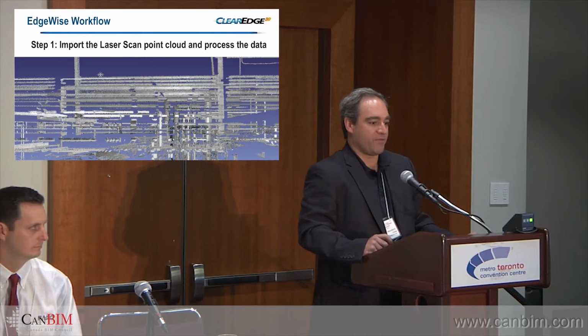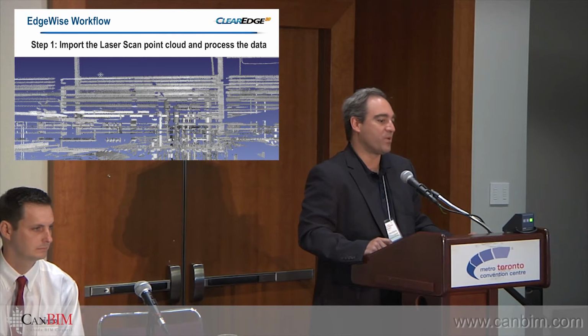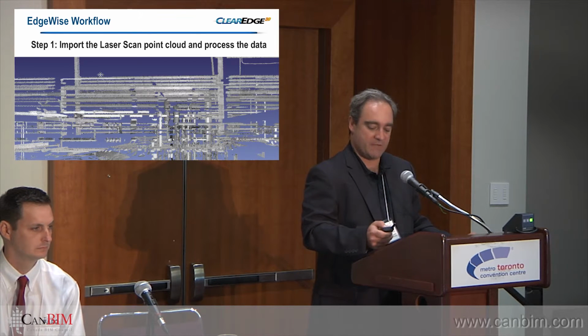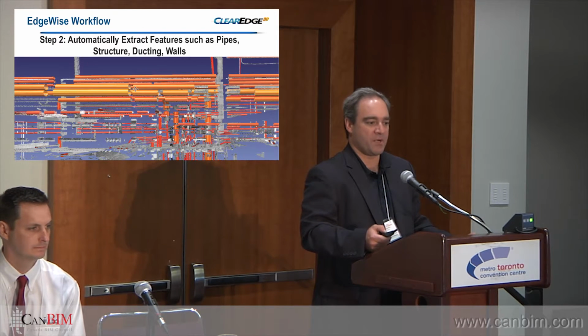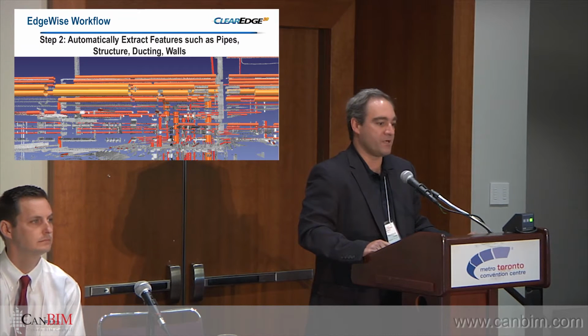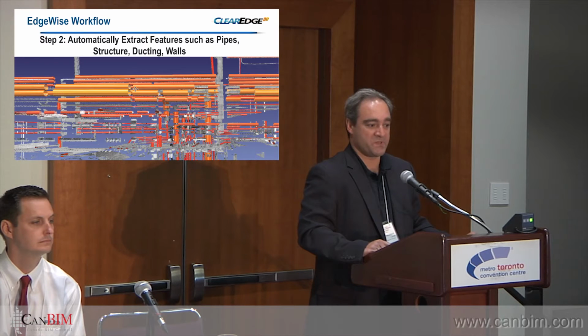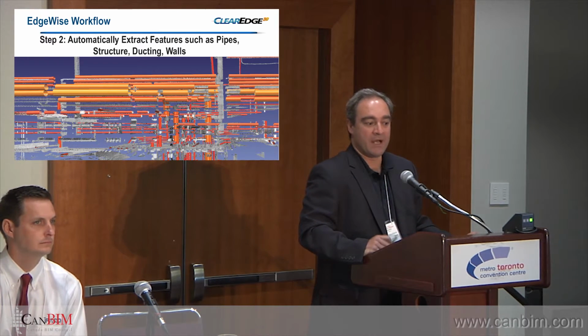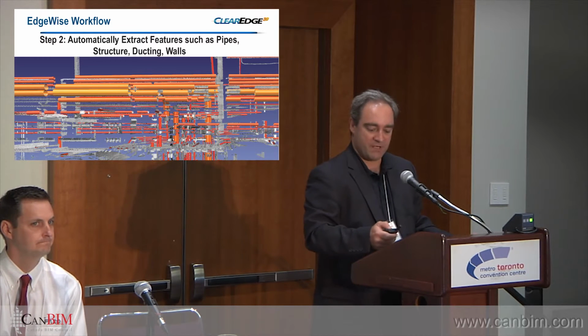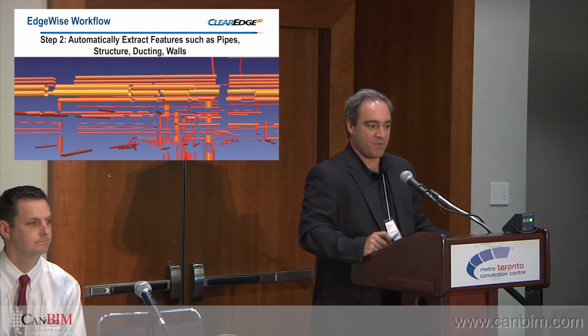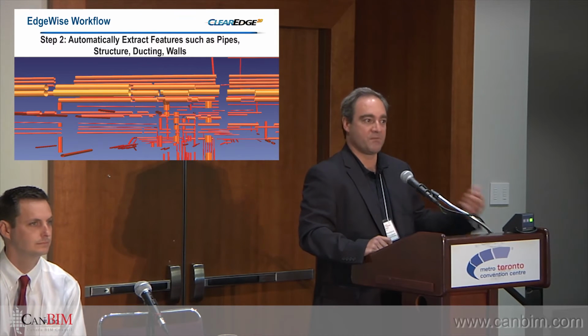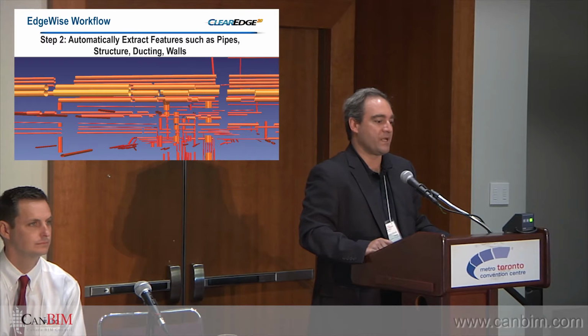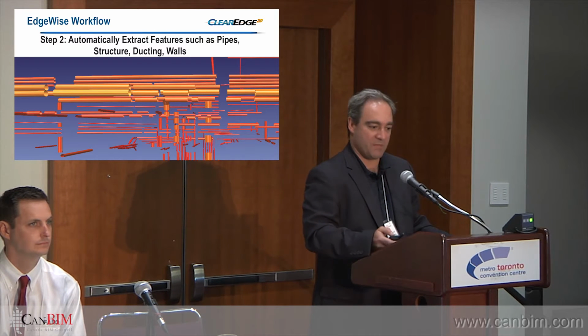So, quickly looking at the workflow. Step 1 is to import the laser scan and process the data. From that, we're able to automatically extract things like pipes, structural elements, ducts, and walls. As you can see in that example, there are some gaps where we didn't scan from the other side. So the next step is to automatically connect those objects. Using some algorithm tools, we can join those and turn it into 1 pipe segment, as an example.